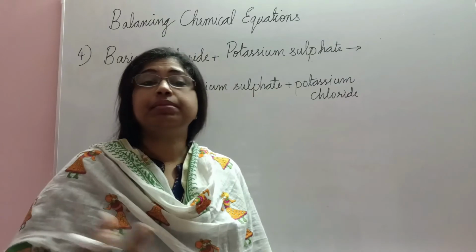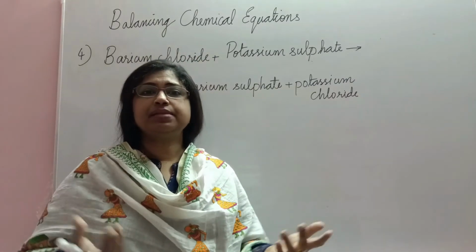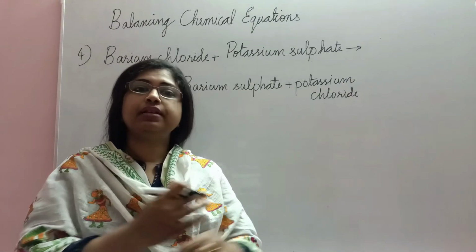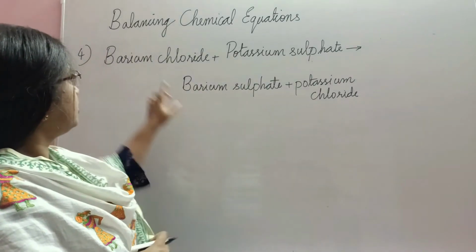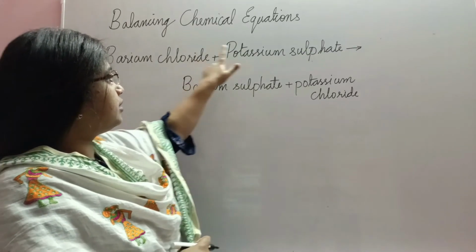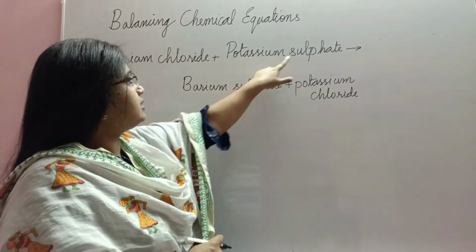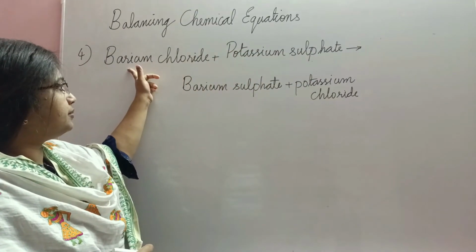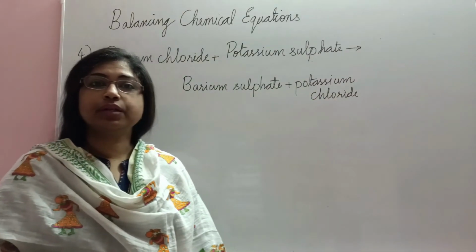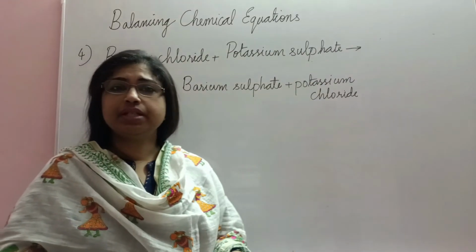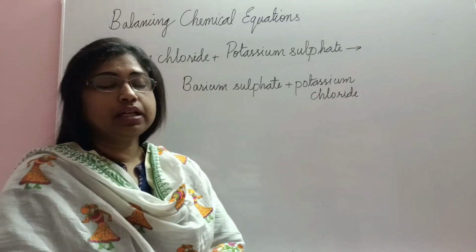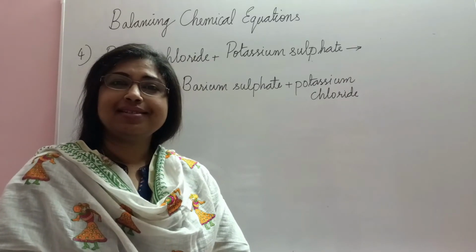This is an example of a double displacement reaction. You know, in double displacement reactions, there will be an exchange of the radicals between the reactants. Look here, barium chloride. Barium exchanges the chloride ion with potassium, and potassium exchanges the sulfate ion with barium. Now you will get the products, barium sulfate and potassium chloride. So this is an example of a precipitation reaction also, because barium sulfate is an insoluble solid formed in this reaction. Now our question is how to balance it.